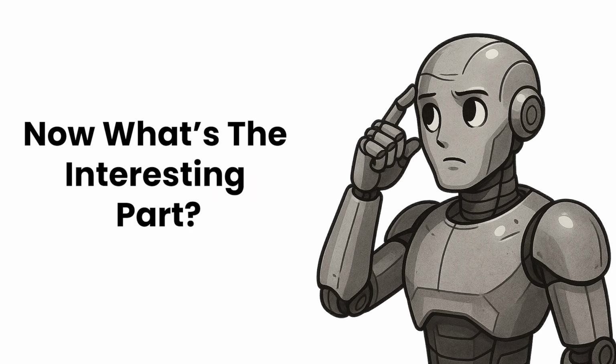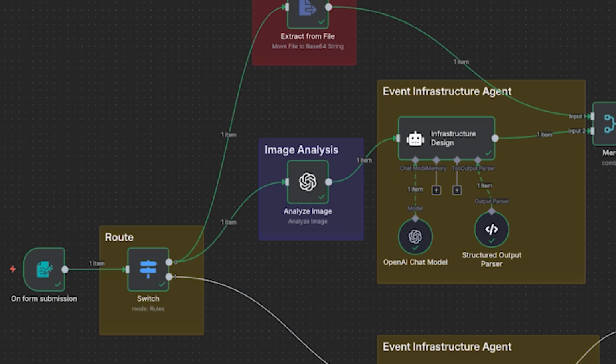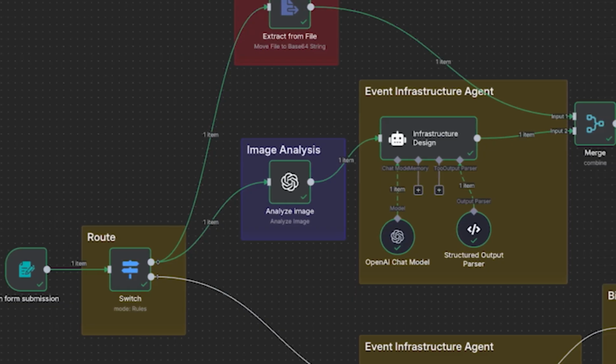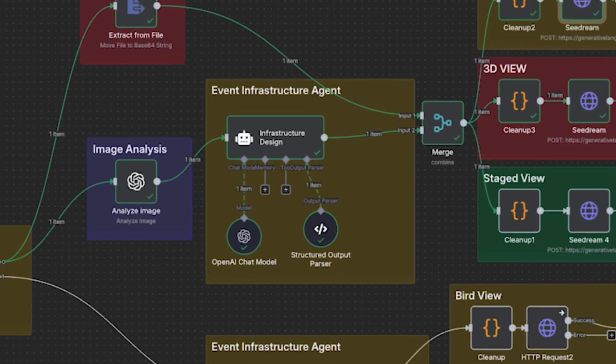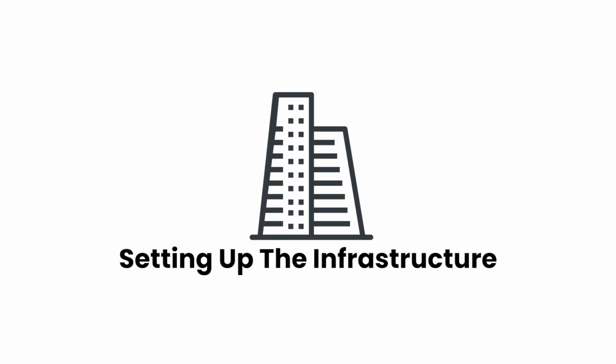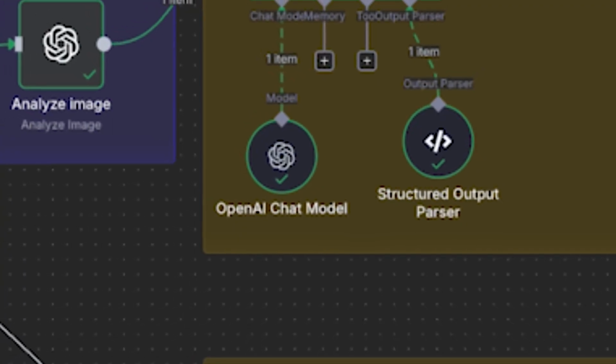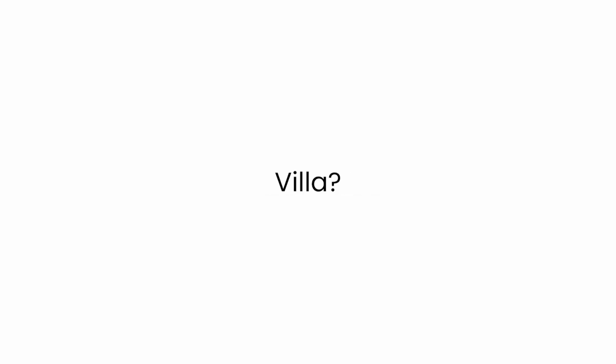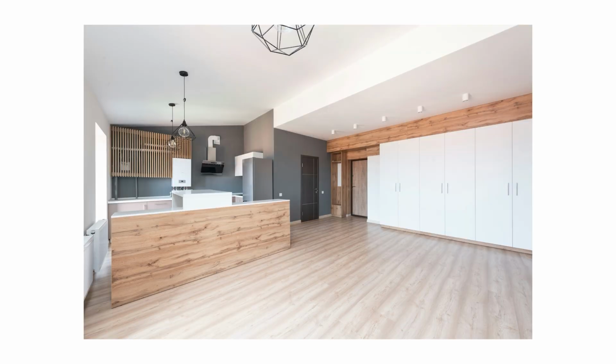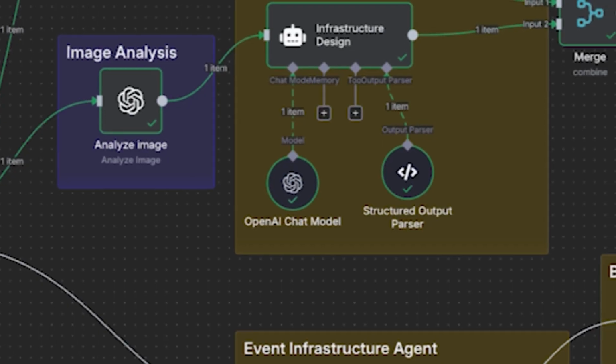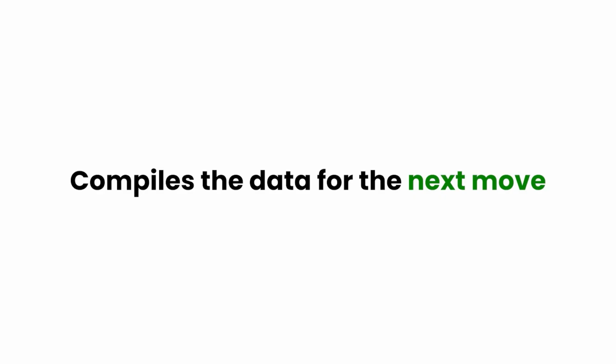Now here's where it gets interesting. I have 2 AI agent sections. I call these my event infrastructure agents. The first agent is focused on infrastructure design. It takes the analyzed image and uses OpenAI to generate a detailed infrastructure design specification. Think of this as the AI understanding: what type of building is this? What architectural style? What materials? What context should be included? Then it runs through a structured output parser to format everything properly for the next stage.